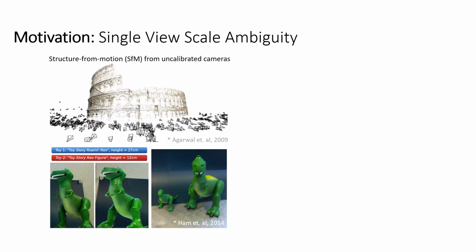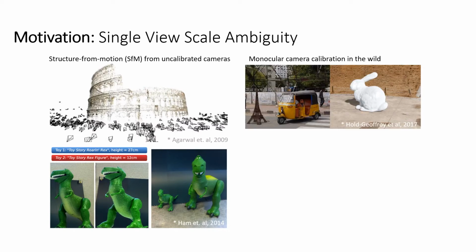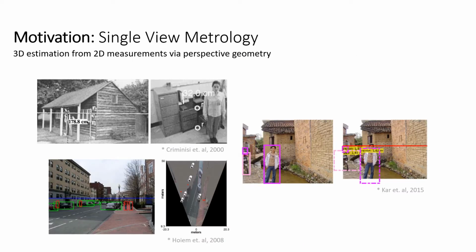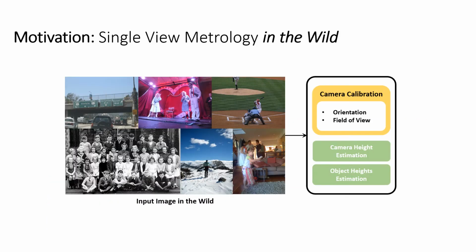Most of the previous works in structure from motion with uncalibrated cameras, monocular camera calibration in the wild, and single image depth estimation suffer from scale ambiguity, which is inherent to the projective nature of image formation, and resolving it requires additional information. One seminal work to address this problem is single-view metrology, which uses reference objects such as windows or average person height to infer the size of other objects.